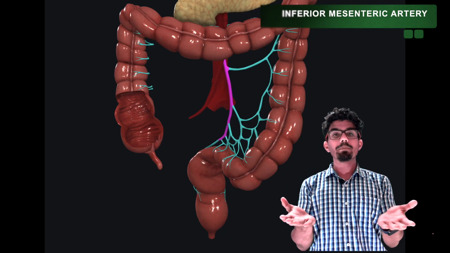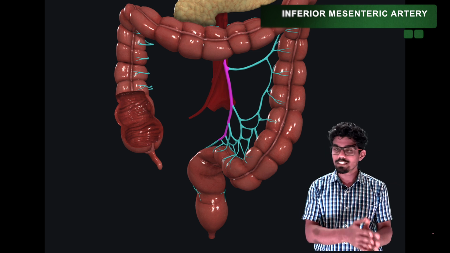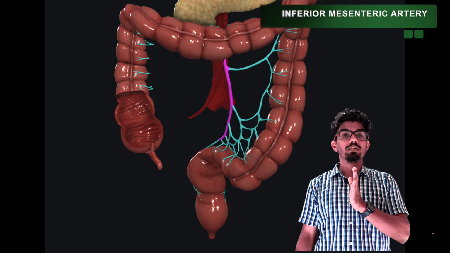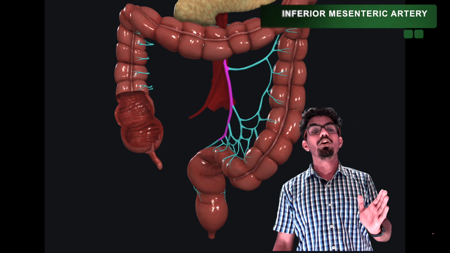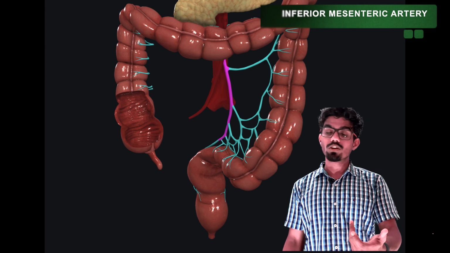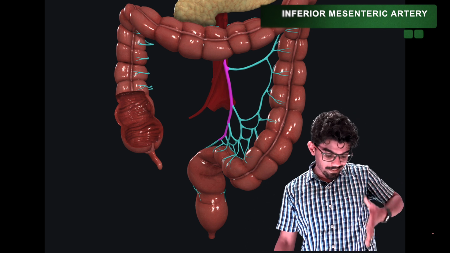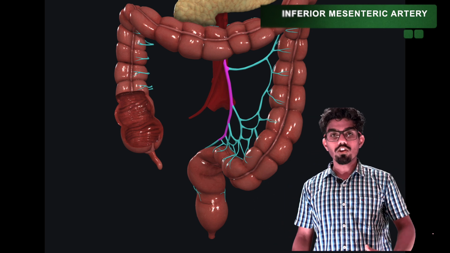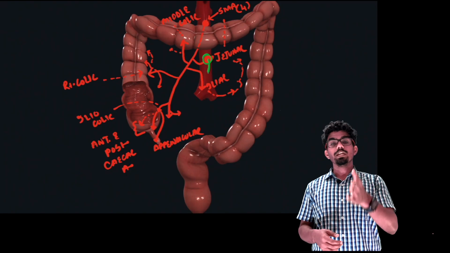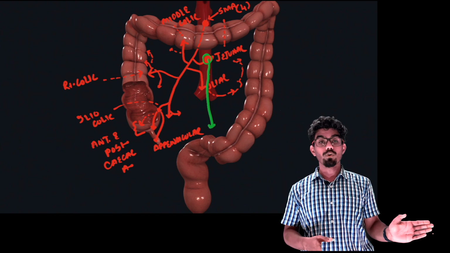Now have a look at the branches of the inferior mesenteric artery. I told you the main branches of the inferior mesenteric artery are for your hindgut. Your hindgut starts from the distal one third of your transverse colon downward, and it includes part of the transverse colon, descending colon, sigmoid colon and rectum. Clear?